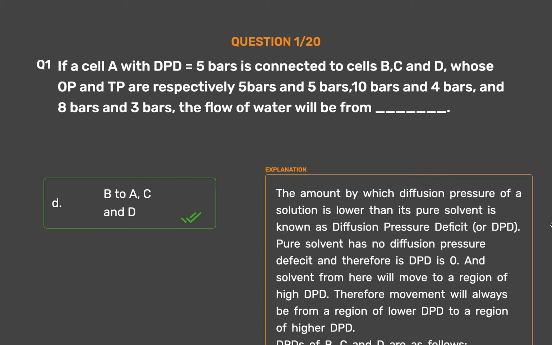DPDs of B, C and D are as follows. B, 5 minus 5 equals 0 bar. C, 10 minus 4 equals 6 bars. D, 8 minus 3 equals 5 bars. B having the least amount of DPD of just 0 bar, water will flow from B to A. A and D having a lower DPD of 5 bars, compared to C, which has a DPD of 6 bars, water will flow from A and D to C also.